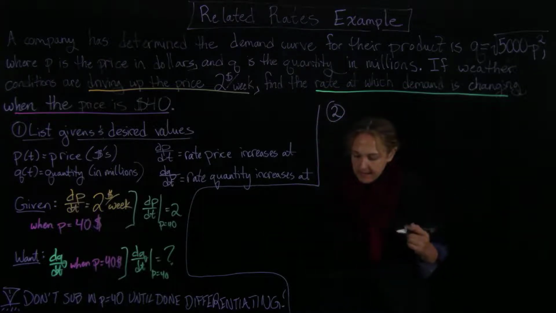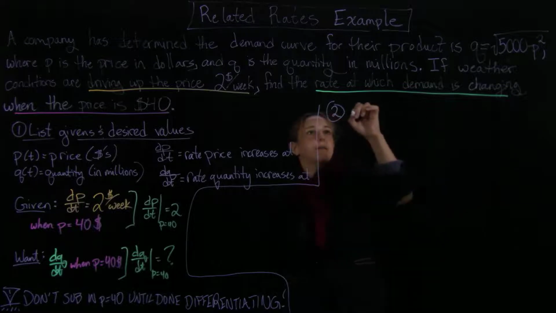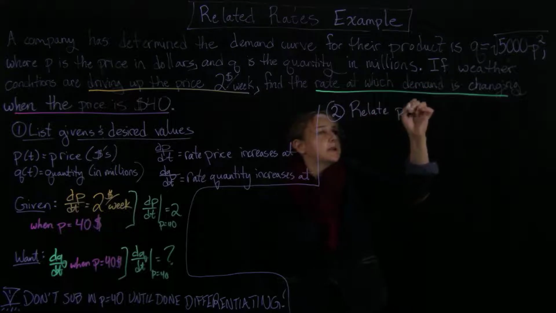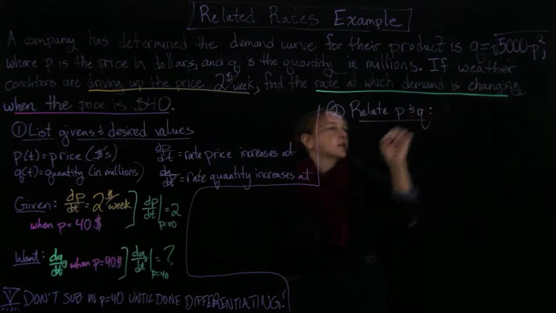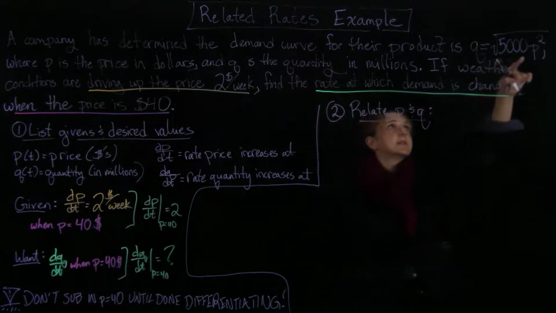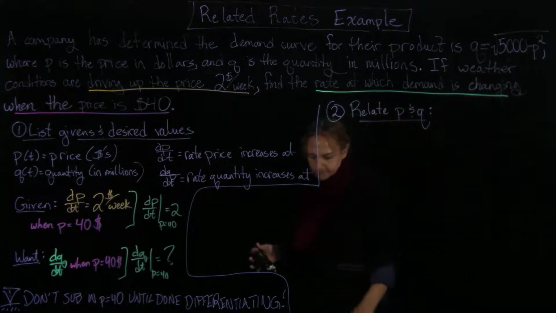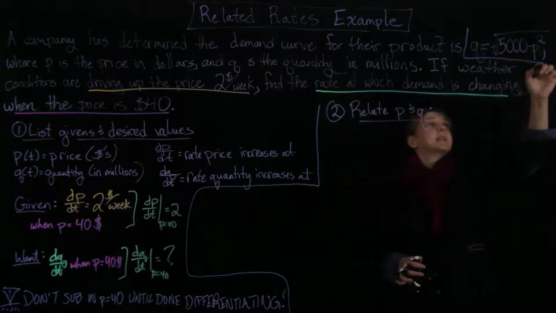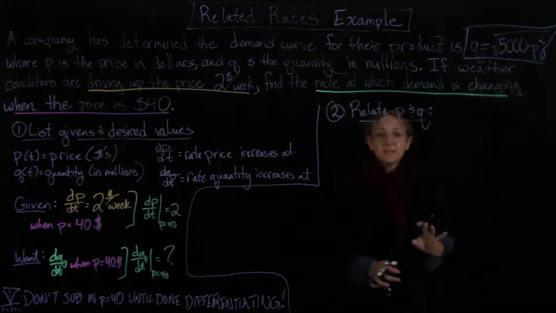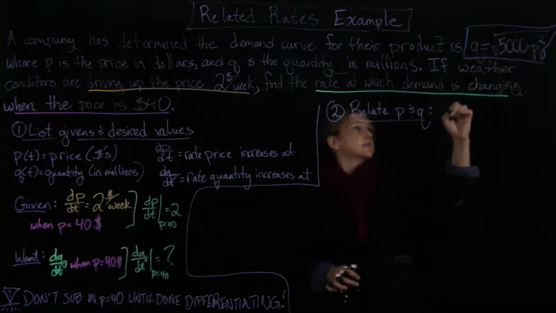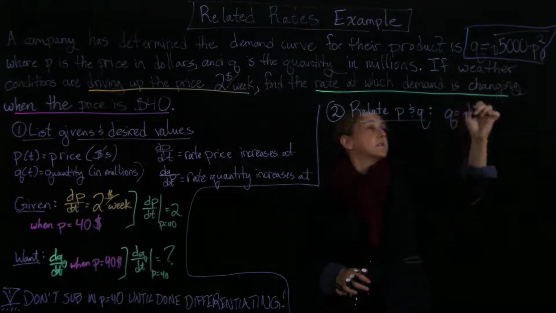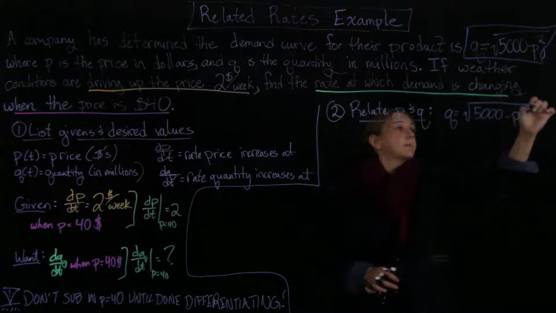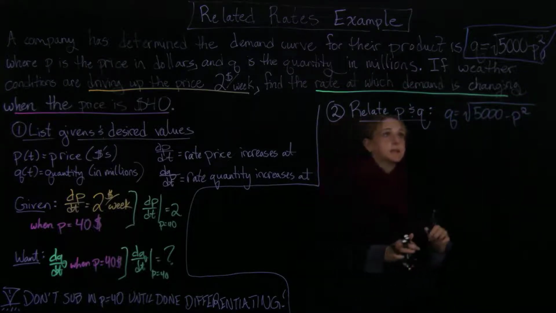Okay, so let's go ahead and do that. So relate P and Q. Okay, so in this circumstance, we can use it. This just comes from right here. So here's our relating equation. In some problems this one's given to us, and you might actually have to figure it out. So Q is going to equal the square root of 5,000 minus P squared. Okay, so that's our relating equation.